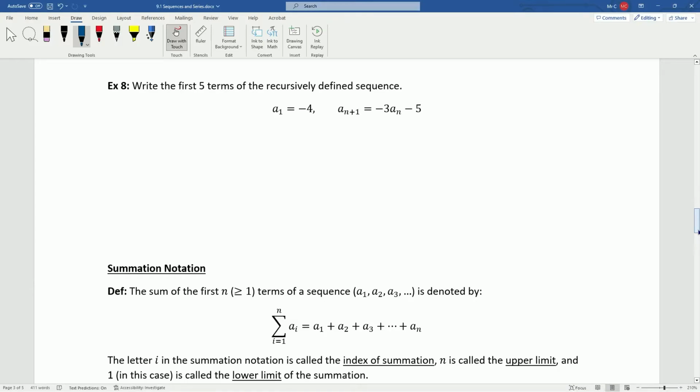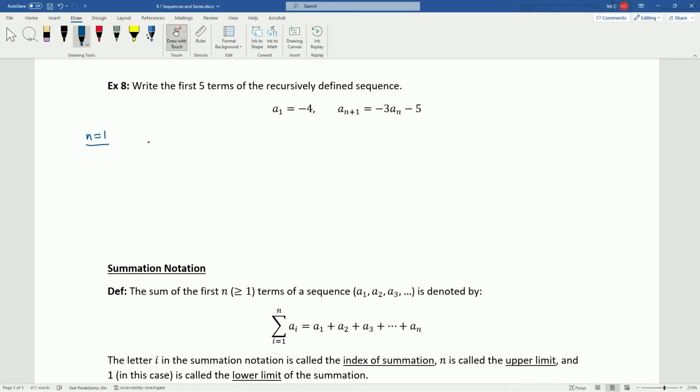Okay, so let's take a look at another example of a recursively defined sequence. So we're going to write the first 5 terms of this recursively defined sequence. We're given a1 is -4. Now we want to find a sub n plus 1 equals -3 times a sub n minus 5. So in this case, our formula is a little bit different because we're actually given a sub n plus 1 as the left side of our equation, but we have a1 to start with. So when I plug in n equals 1, that's going to go on this side of the formula. So it doesn't change much.